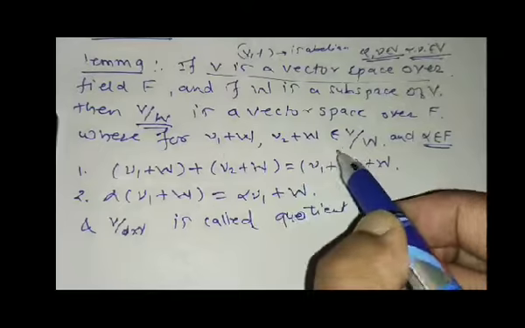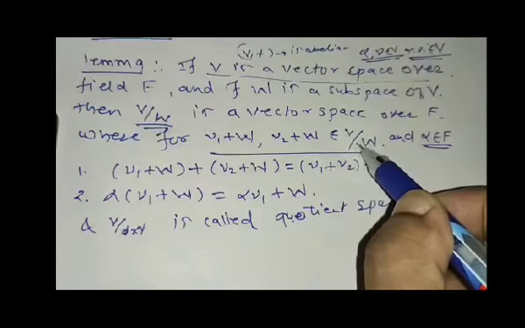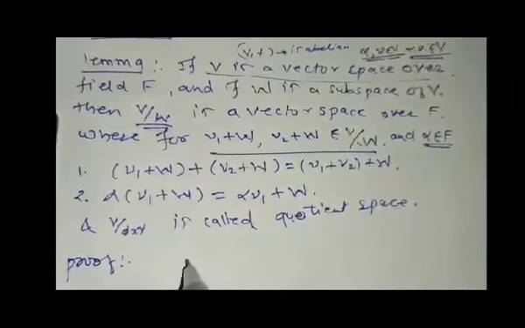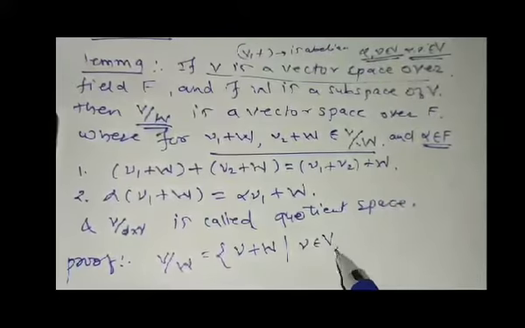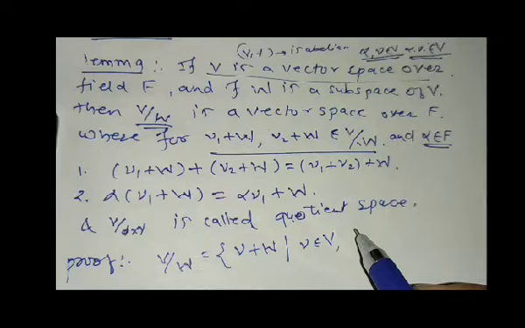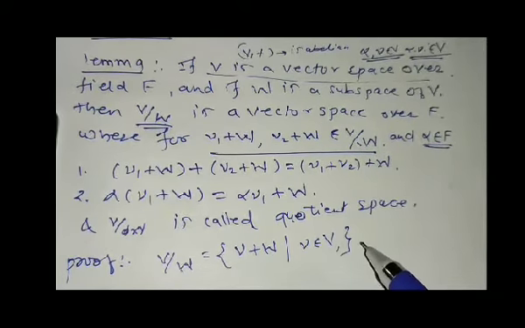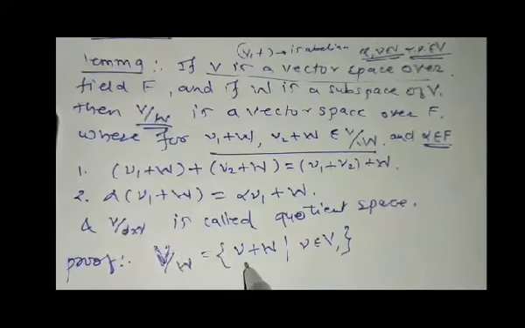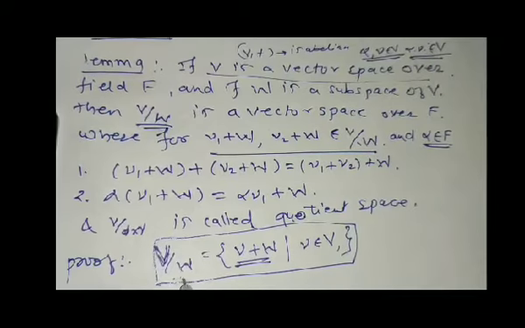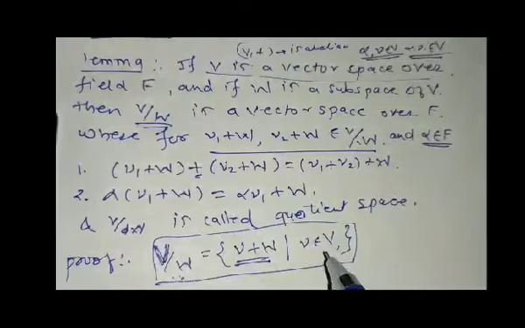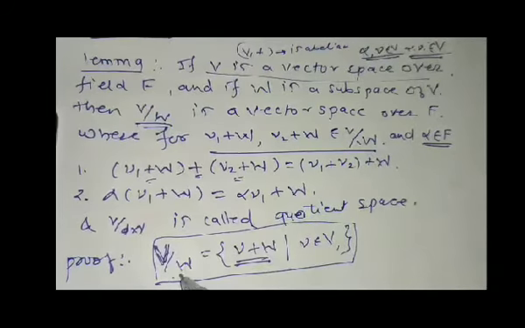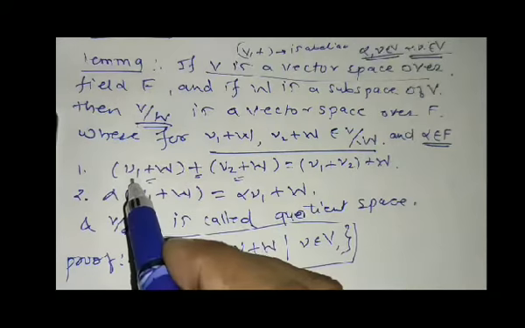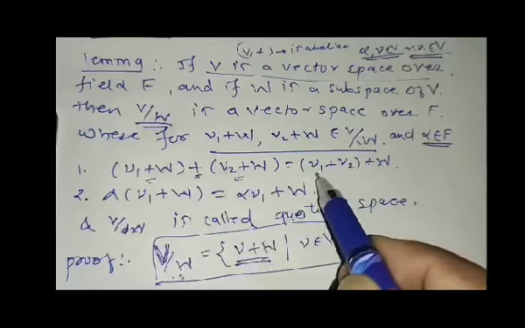So here the set given is V by W. We know that in V by W, which elements are there? Elements v + W such that this v belongs to V. This is a set. So in V by W there are elements of the type v + W. Now we have to show that this V by W is a vector space with binary operation addition. But it is given how we can do the addition of two elements of V by W. So v1 + W and v2 + W, addition of these is done in this way.